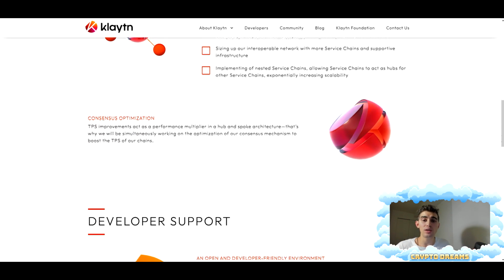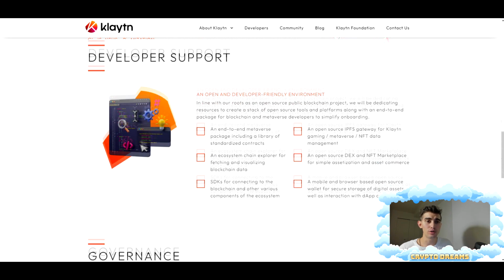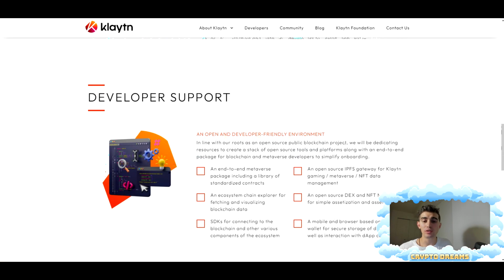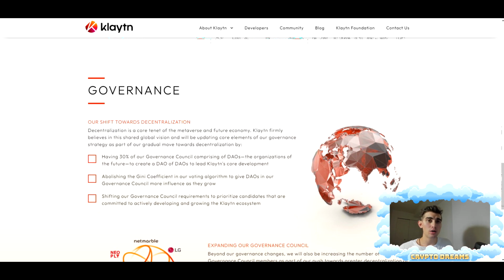So they also have the consensus optimization, the transaction per second improvements act as a performance multiplier in a hub and spoke architecture. That's why we will simultaneously be working on the optimization of our consensus mechanism to boost the transaction per second of our chains. So quick TPS or fast TPS, that's what we want. And the developer support. So if you are a developer, you can take a look at this. It's going to be very interesting. Obviously, if we go through every single little bit of their website and roadmap, the video is going to take ages. They also are having plans to deliver on governance.